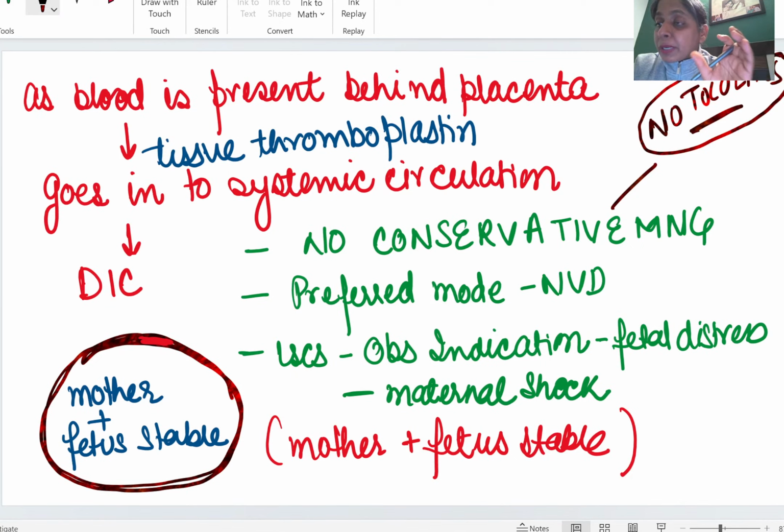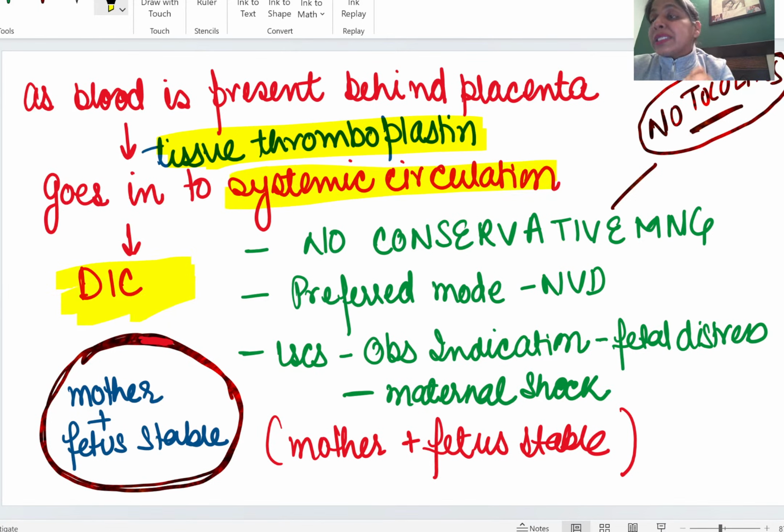What will happen if abruptio occurs? Now there is blood behind the placenta. It will release tissue thromboplastin, and once this tissue thromboplastin goes into the systemic circulation of the mother, it leads to DIC. Are you understanding my things? Right? In abruptio placenta, there is blood present behind the placenta.